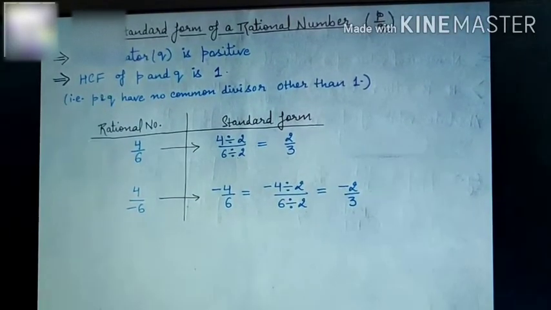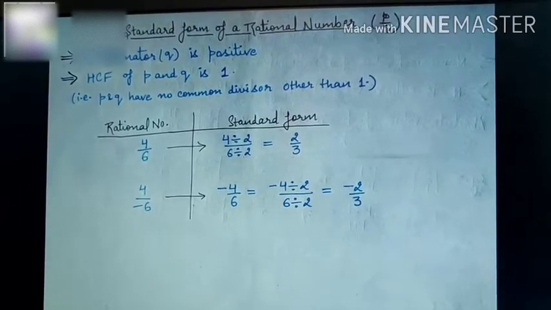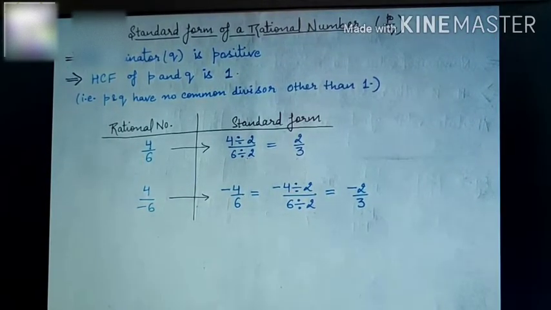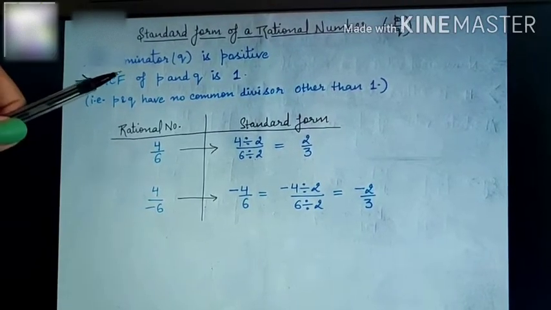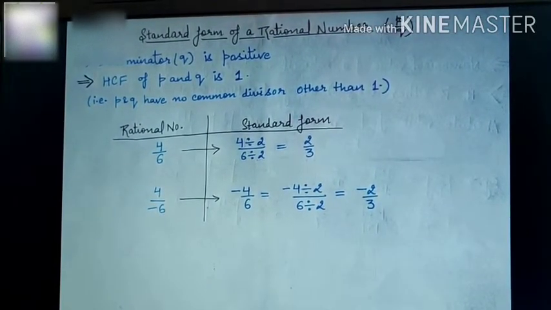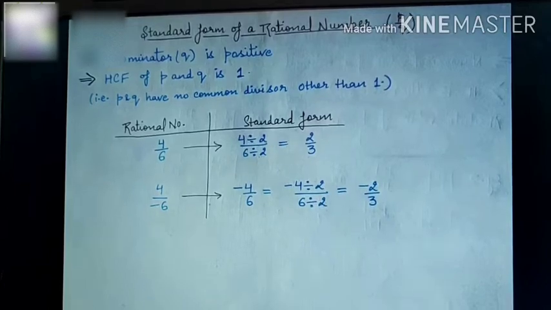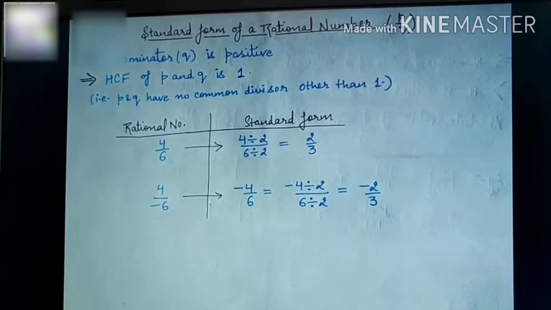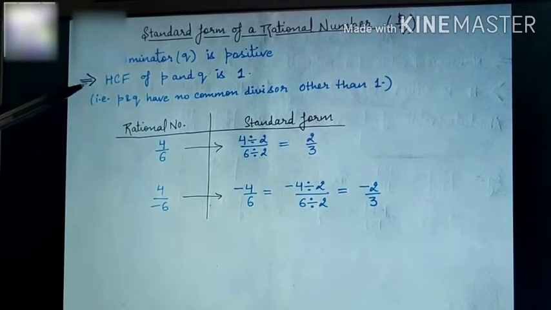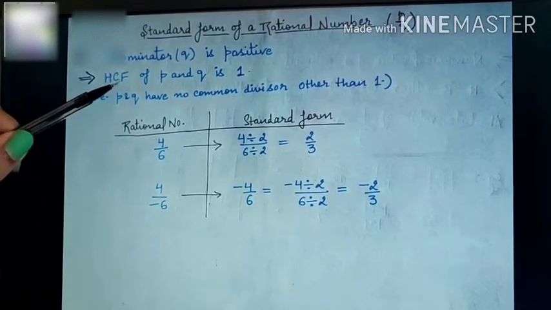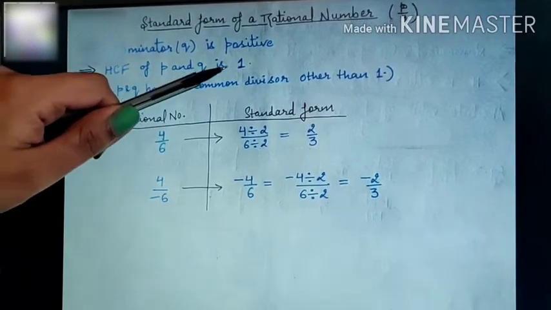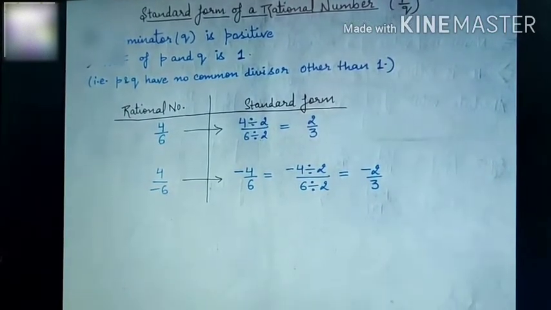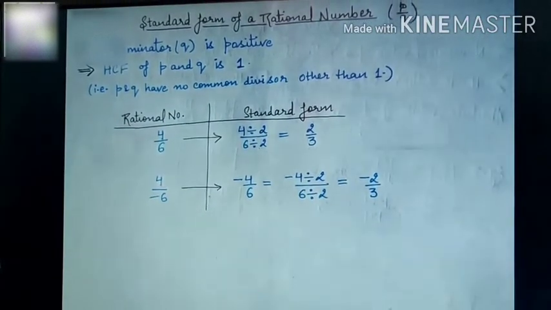Now, standard form of a rational number. Two things you have to keep in mind when you write a rational number in its standard form. First thing is that the denominator should be positive. If the denominator is negative, we will write the minus sign with the numerator, right? Second thing that you have to keep in mind is that the HCF of numerator and denominator, that is HCF of P and Q, should be 1. There should be no common divisor of numerator and denominator.